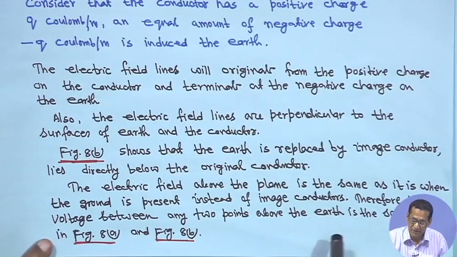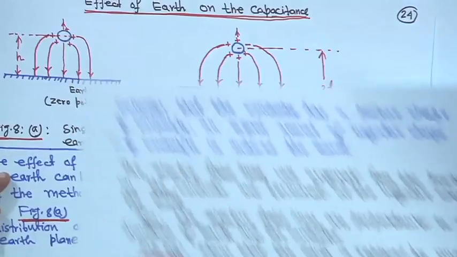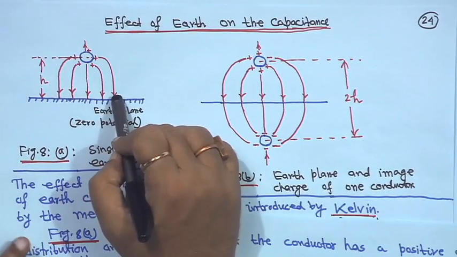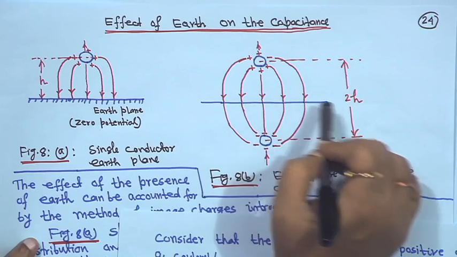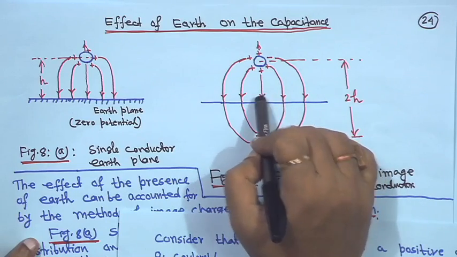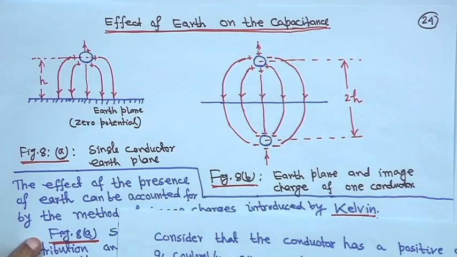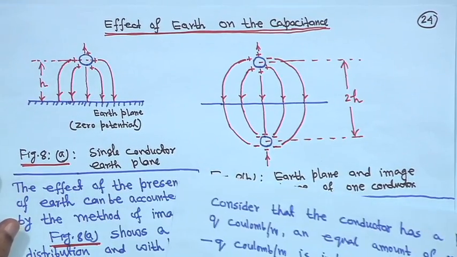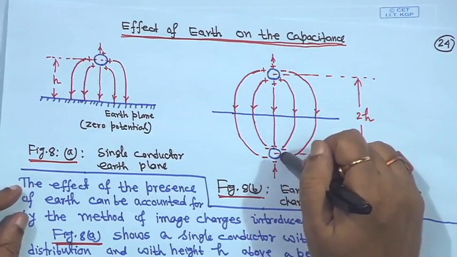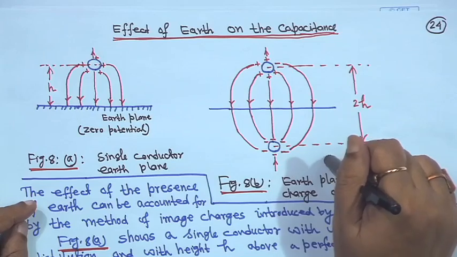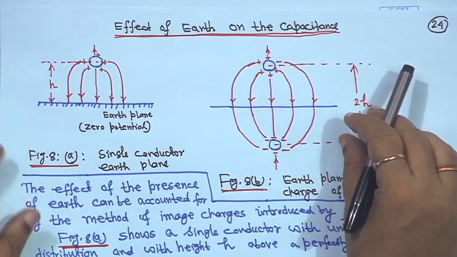Therefore, the voltage between any 2 points above the earth is the same in figure A and figure B. Whatever 2 points you take above this plane, the voltage will be the same. So, considering this image conductor, we have to find out the effect of the earth on what we call the capacitance.